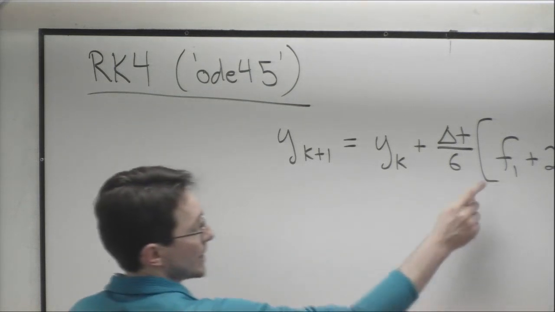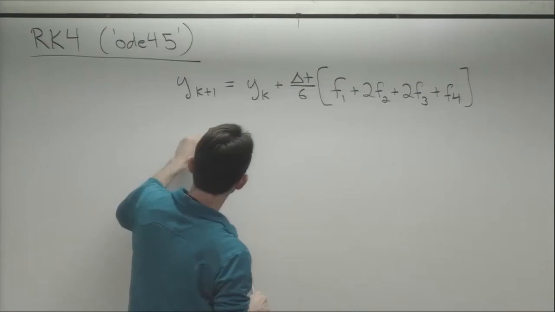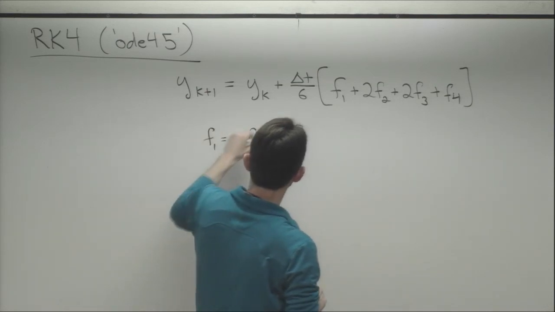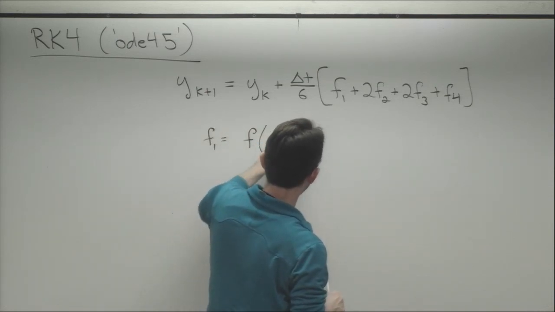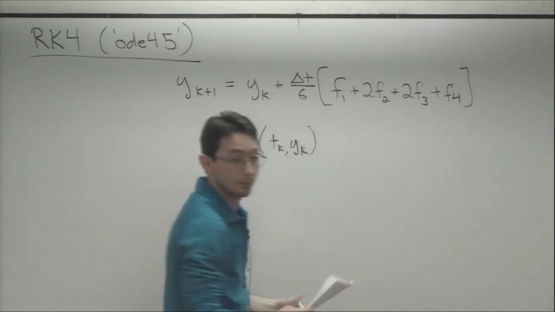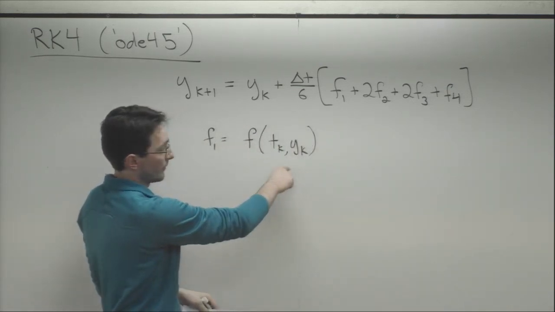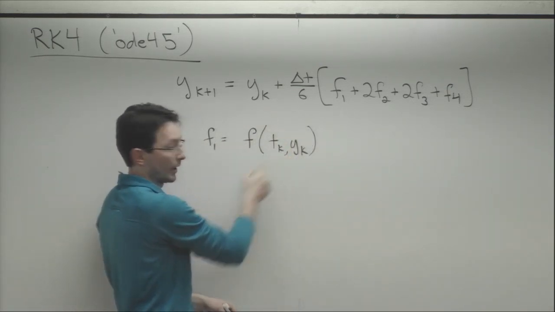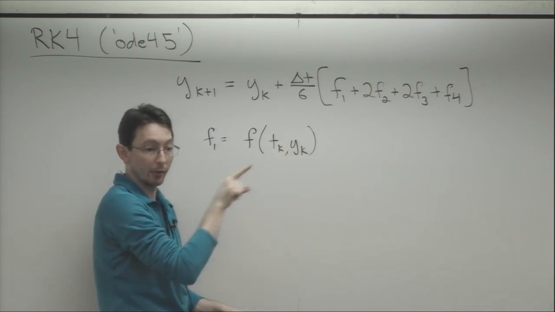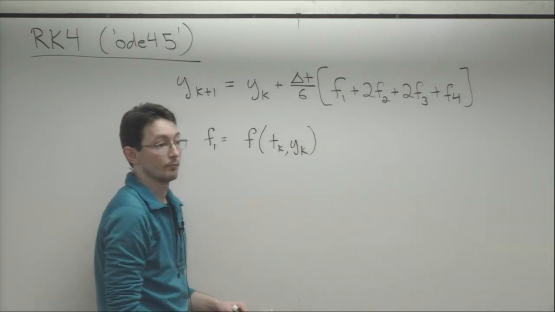Okay, so f1 is just my function evaluated at tk and yk. I just measure my vector field. I plug in time k and yk. What is the vector direction at the point I'm currently at? That's f1.